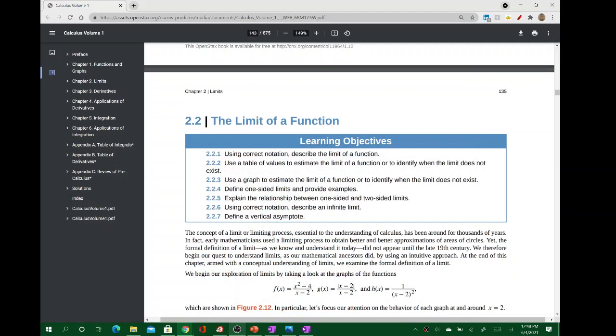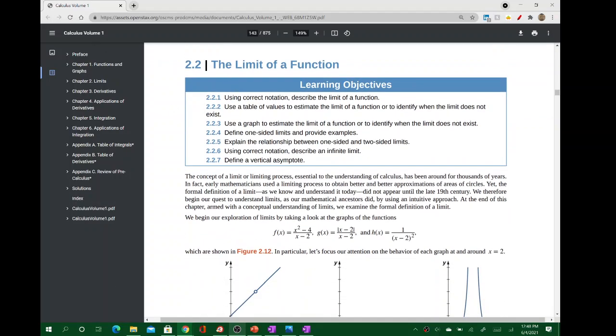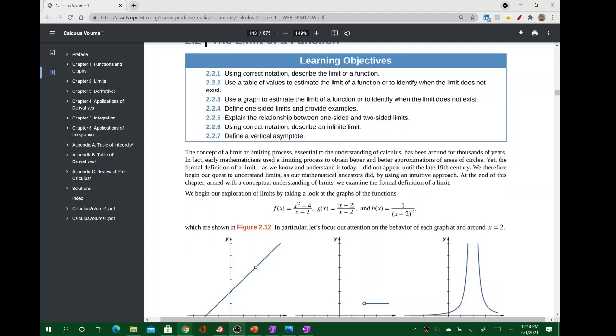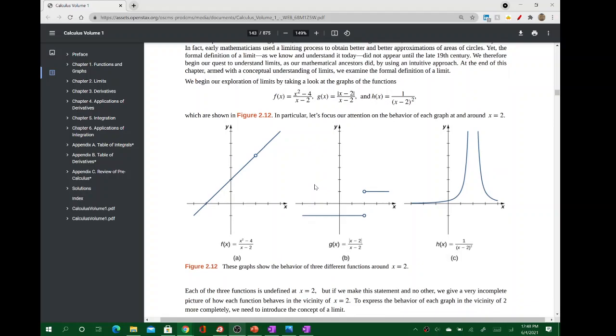Okay, so hi guys. In this section of calculus, more specifically Calculus 1, we're going to study limits. This is really exciting for me because I love doing these. These are one of my favorite things in calculus.